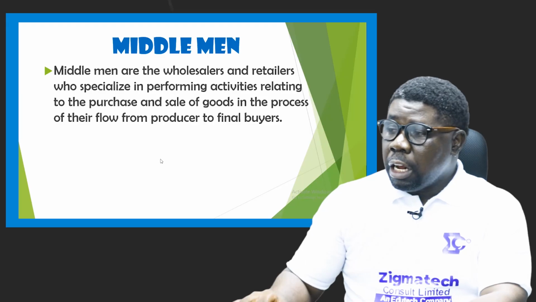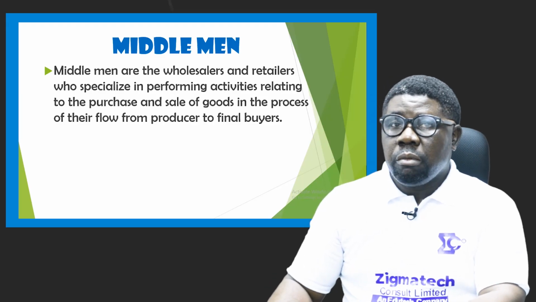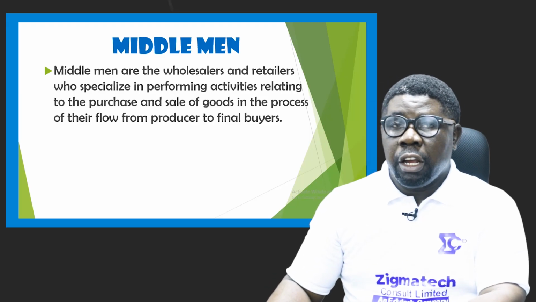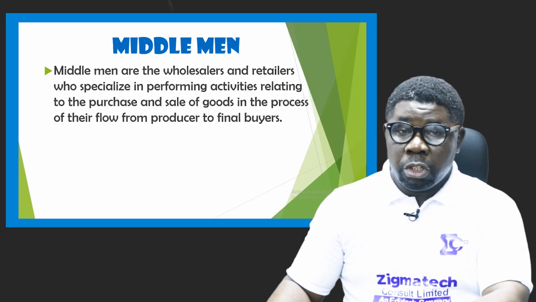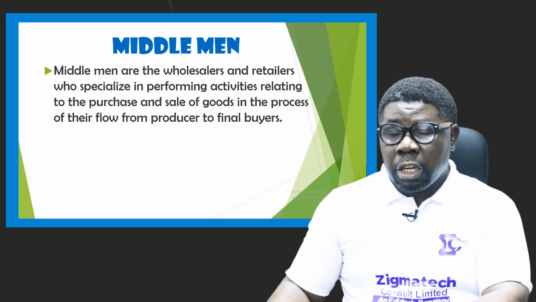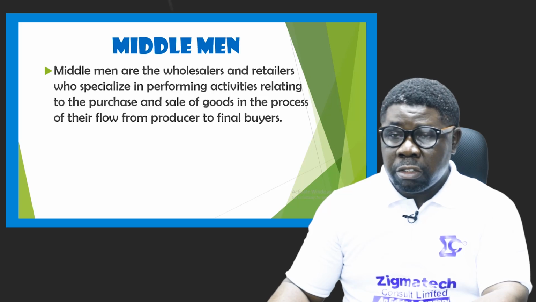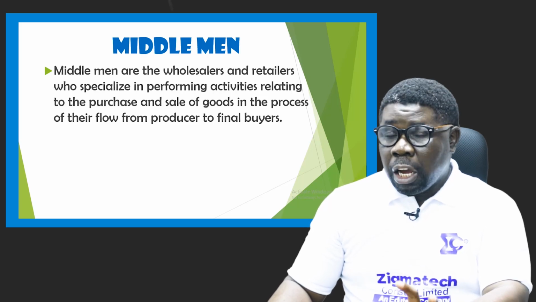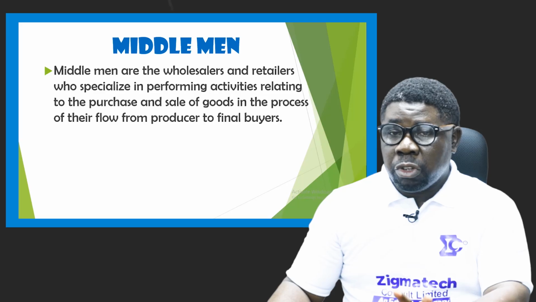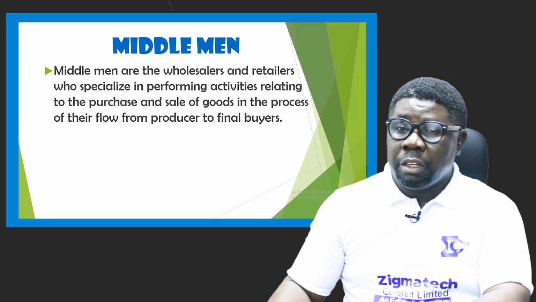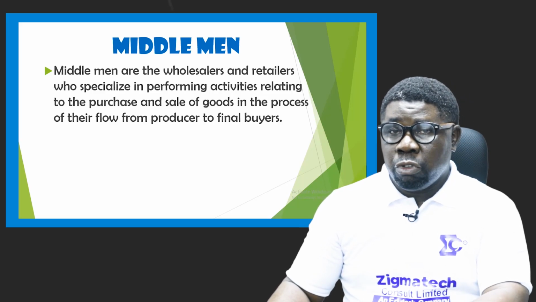So they act to enhance and ensure production takes place. The wholesaler gets from the manufacturer, sells to the retailer, and the retailer sells to who? The final consumer. So they act in the middle between the producer and the consumer, so they're called middlemen. Whatever they do between those two ends is a lot of business.